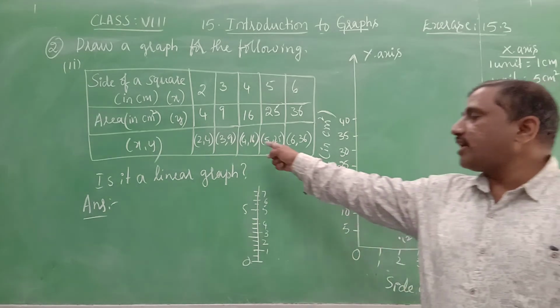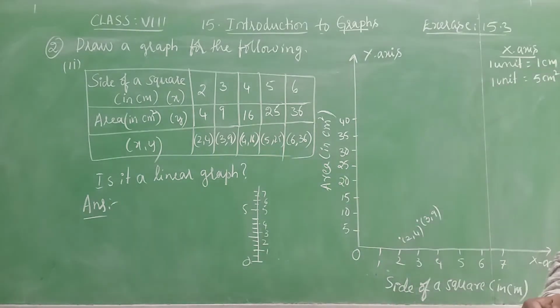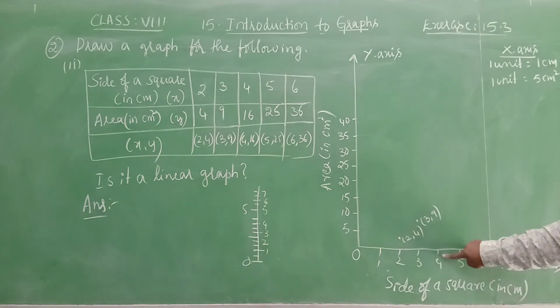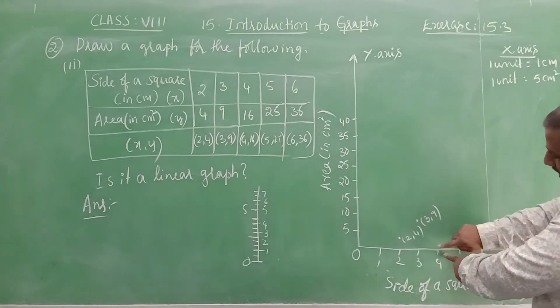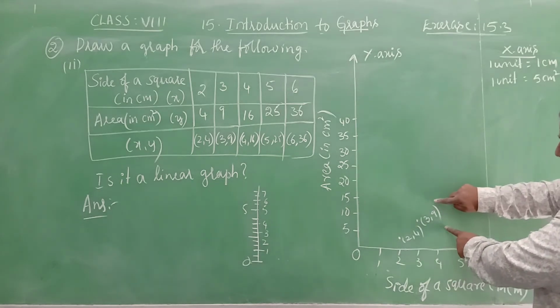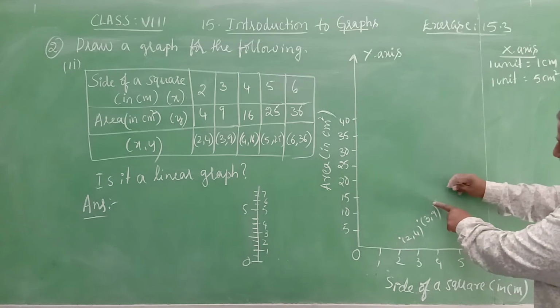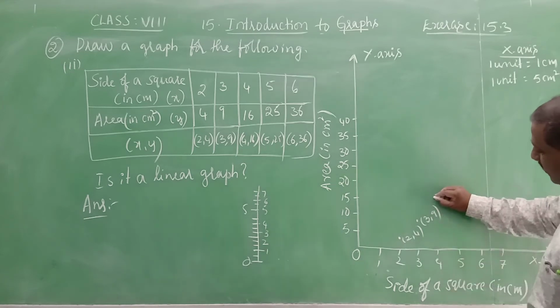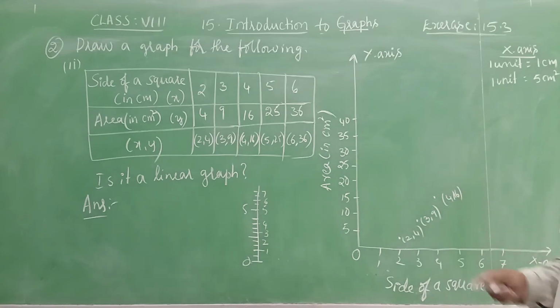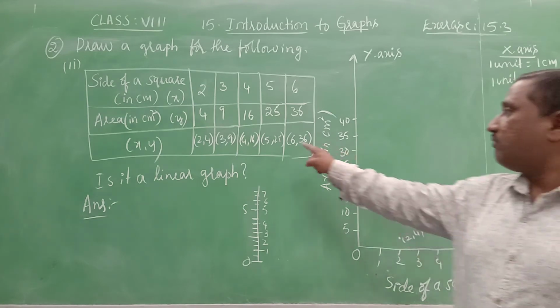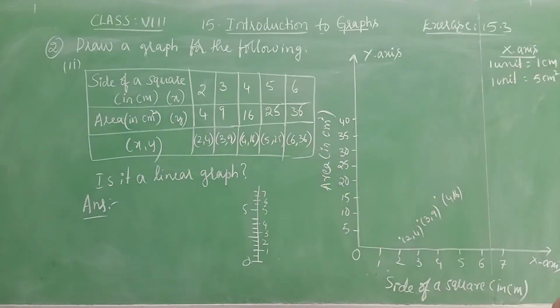Then the third point is 4, 16. X is equal to 4, and where do we get 16? After 15, the second line. So this is 15, and then the second line, approximately here. So this point is 4, 16. The next point is 5, 25.